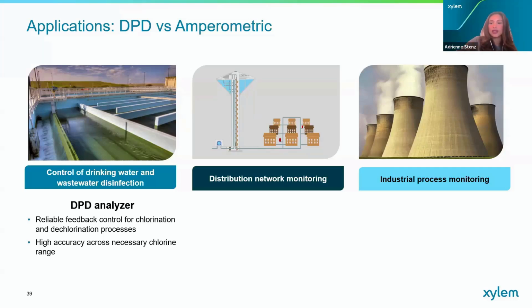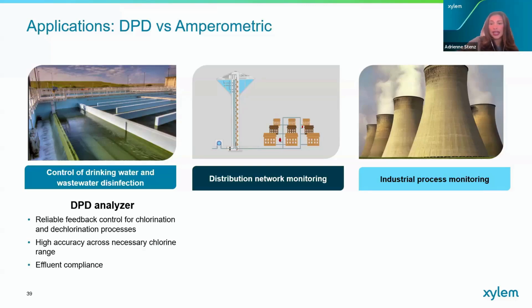These analyzers can be installed outdoors and have an accessory, the sample inlet device, which can be installed directly in the process stream to ensure the analyzer always has access to fresh sample. Additionally, DPD analyzers can be used at drinking water or wastewater effluent for compliance reporting, as they are EPA and ISO compliant.